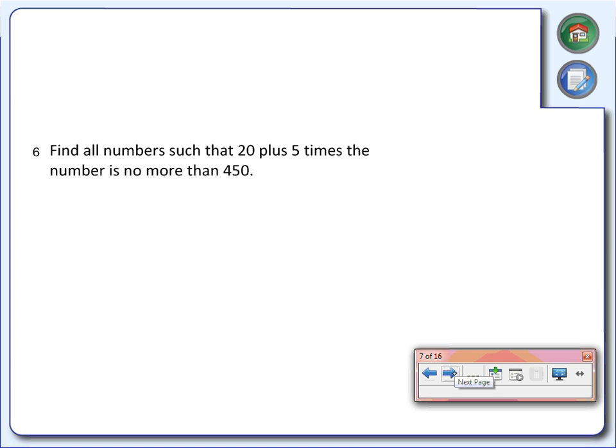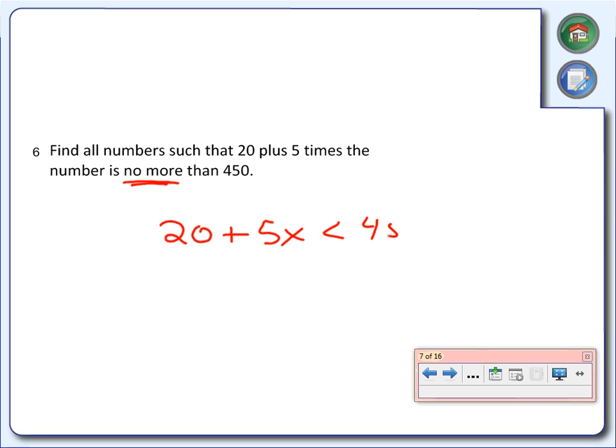Number 6 says for us to find the number such that 20 plus 5 times the number is no more than 450. So we've got 20 plus 5 times the number, so that would be 5x. It says here that it's no more than 450. So what inequality symbol am I going to use here? Less than. No more than. Notice there is no equal sign. It's just the less than. All right, so this is the inequality that we're working with. We're going to solve for x.